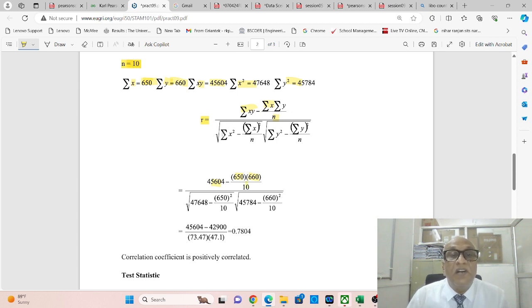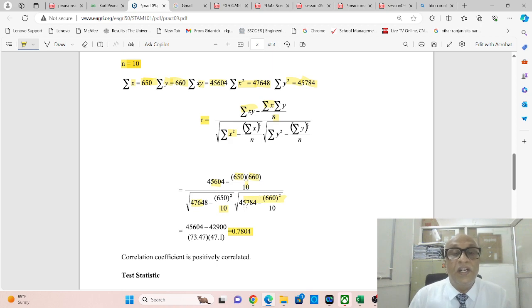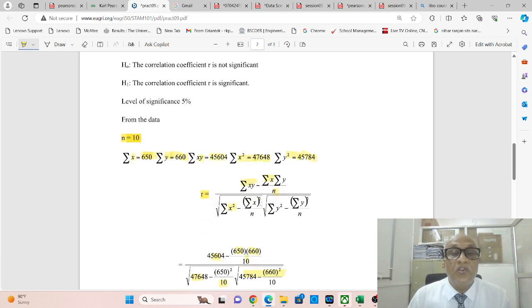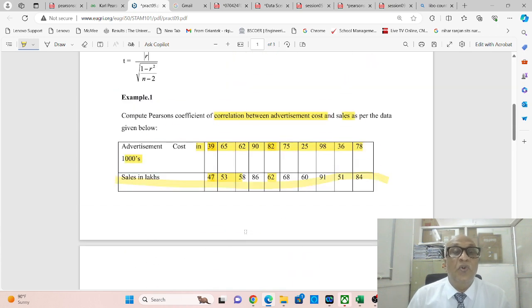The denominator part will be summation of x square. So summation of x square is 47648 minus summation of x square. Summation of x square will be 650 square divided by 10. Similarly, summation of y square is 45784, 660 square by 10. So this is coming to be 0.7804. So what it is indicating? The Pearson's correlation coefficient is coming to be 0.7804.